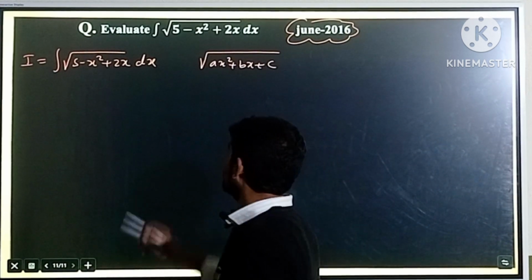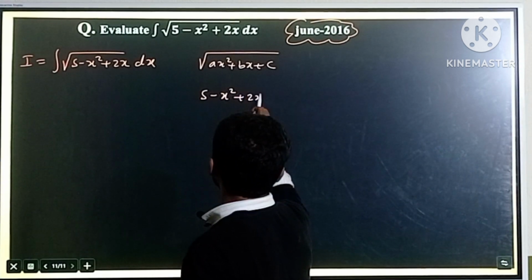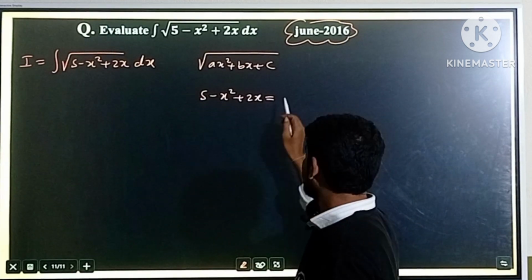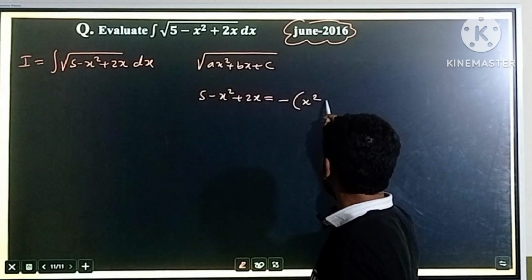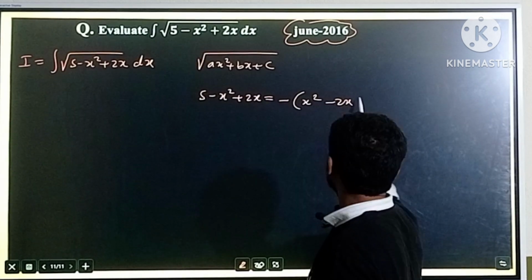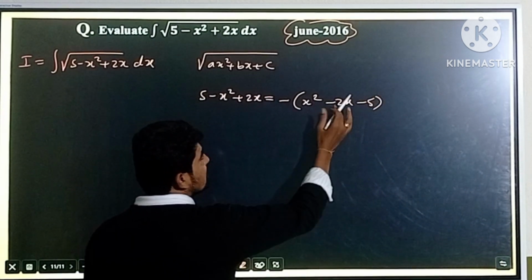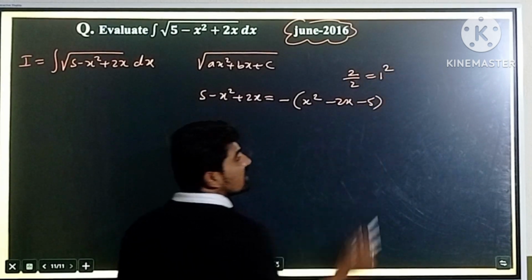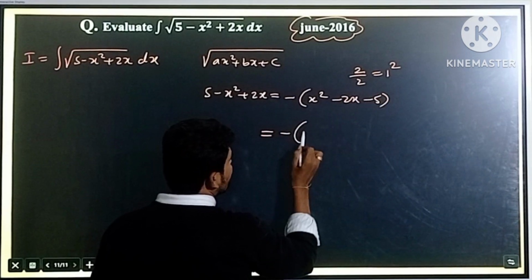To convert that, what is the quadratic expression? 5 minus x square plus 2x. First make the coefficient of x square plus 1. So taking minus as a common factor, what remains is x square minus 2x minus 5. Now observe the coefficient of x, 2. 2 divided by 2 is 1, and square that, it is 1 square. So now add and subtract this 1 square.